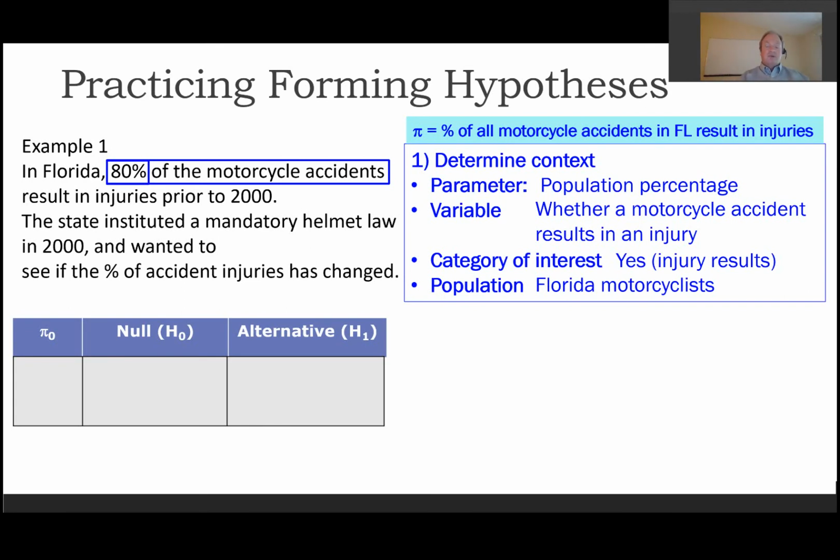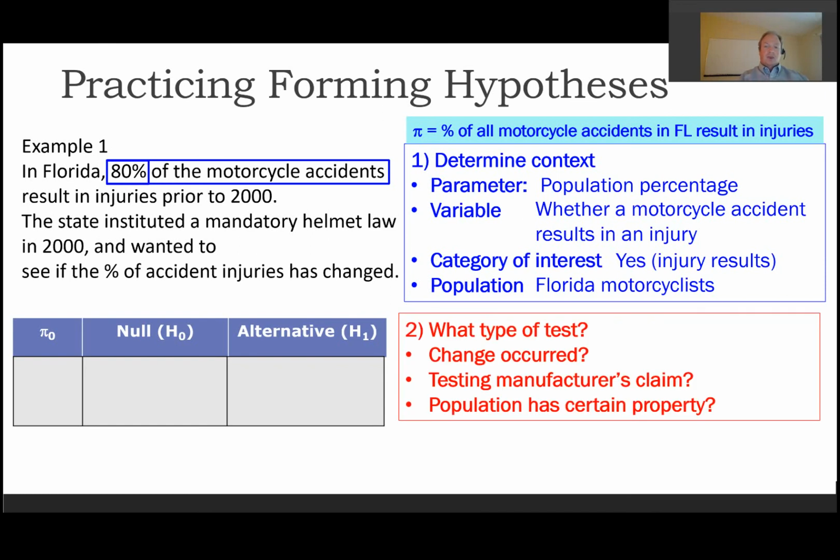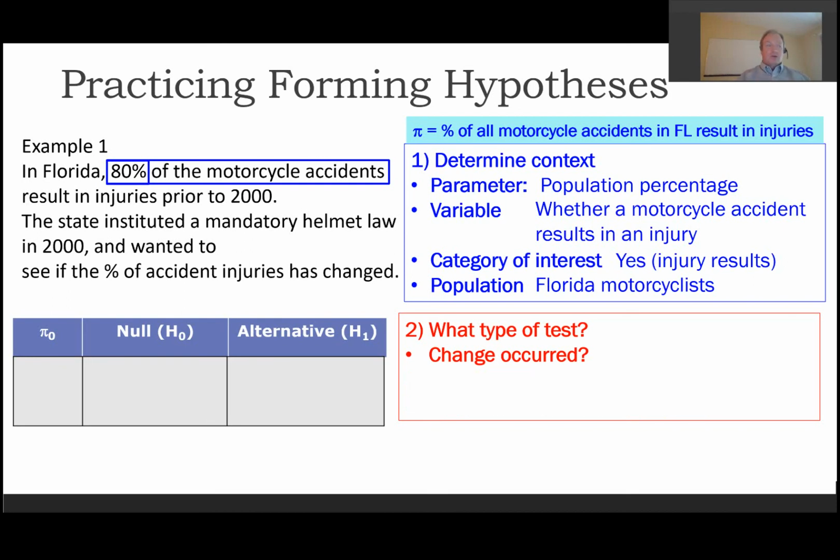What type of hypothesis test are we doing? Are we looking at a situation where a change occurred and we want to see if that percentage of motorcycle accidents in Florida resulting in injuries changed? Are we testing some sort of manufacturer's claim? Or are we saying that some population, the Florida population, has a certain property? Well, in this case, we know that the law was passed and we're interested in looking at what happened after the law was passed. So clearly, we're looking at a change occurring.